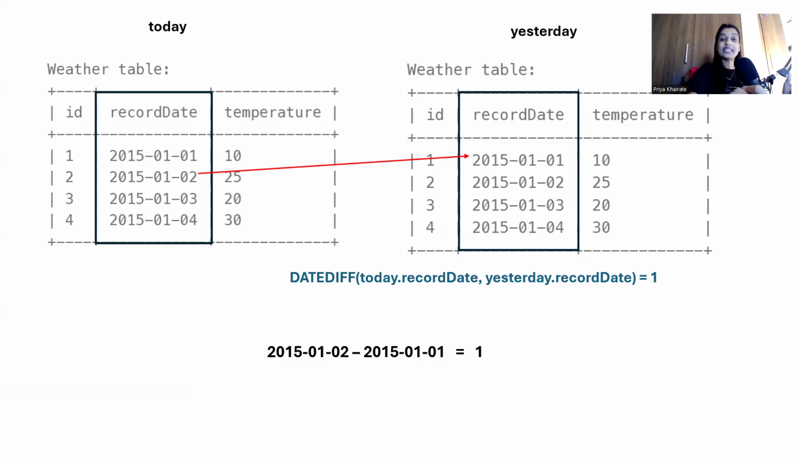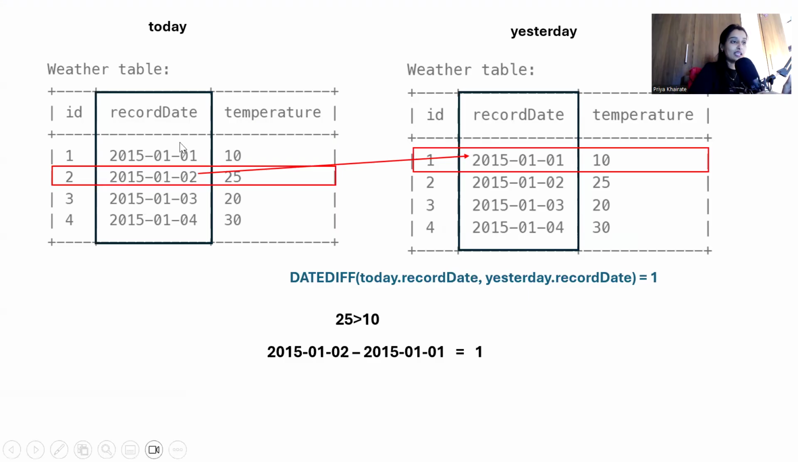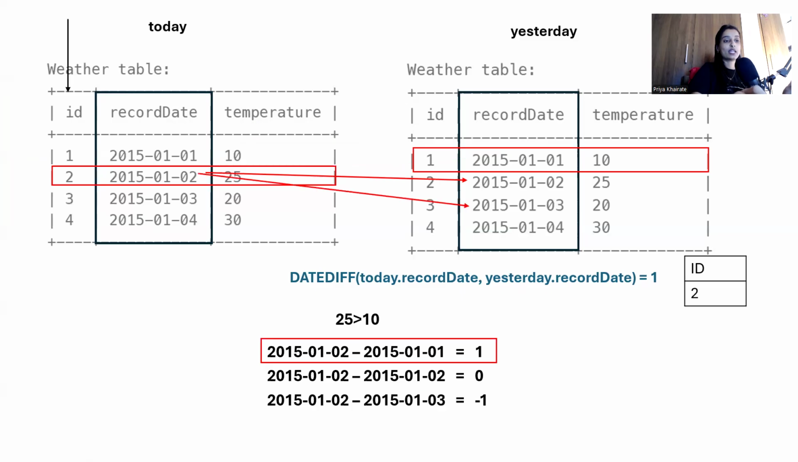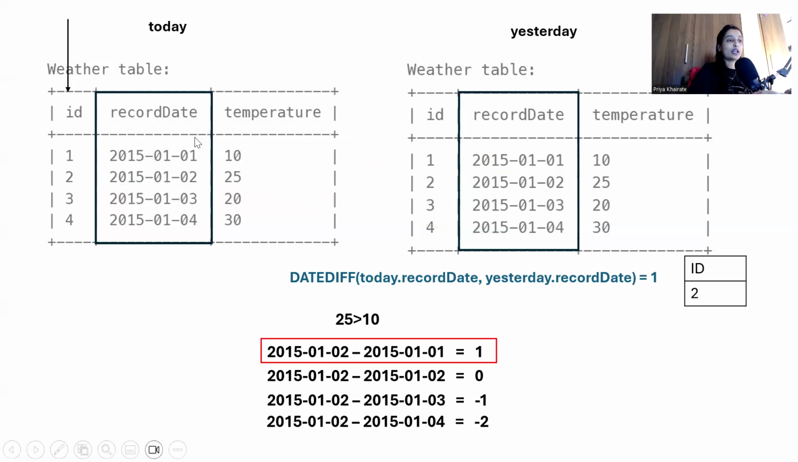Now next, second row, we will compare. Is difference 1? Yes. So for this, see, here 2 minus 1, difference is 1. So for this temperature is 25. For this temperature is 10. So is 25 greater than 10? Yes. So this is the today's date, right? This ID we have written in the output like this. Clear? So in the similar way, we will compare with other records. See, difference is not 1, difference is not 1, difference is not 1.